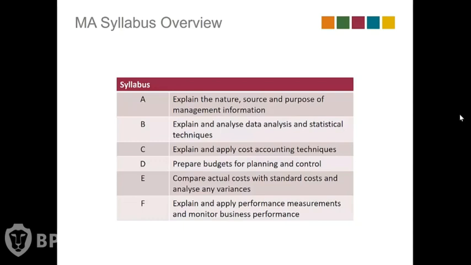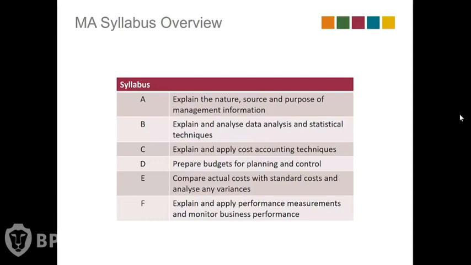In Syllabus Area C, we look at explaining and applying cost accounting techniques. So here we start to use some of the key cost accounting techniques in management accounting, such as absorption costing and marginal costing. In Syllabus Area D, we'll look at preparing budgets for planning and control. So we'll look at the cash budget, the sales budget and the capital expenditure budget.